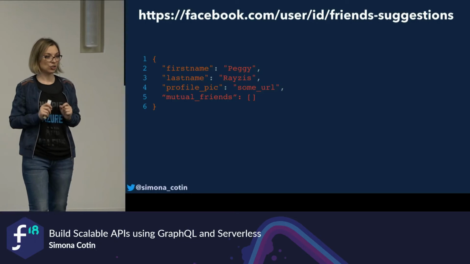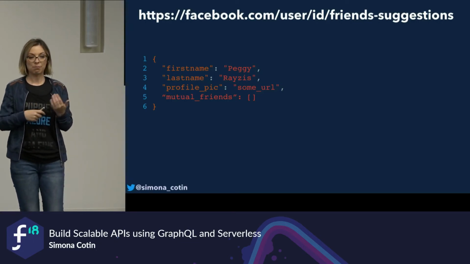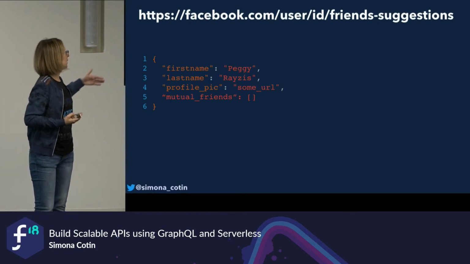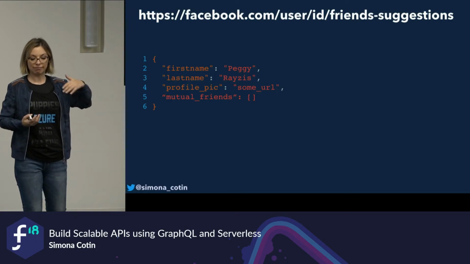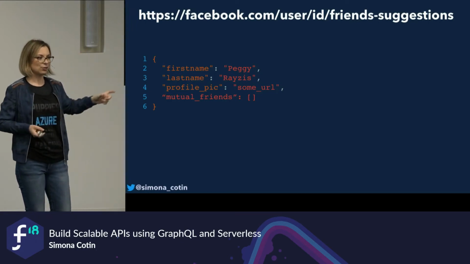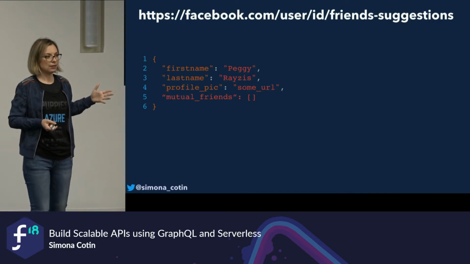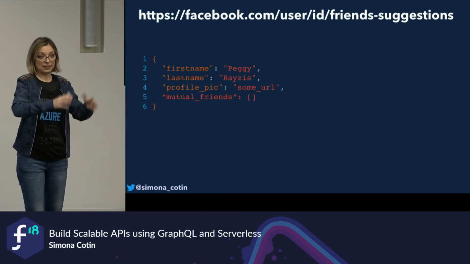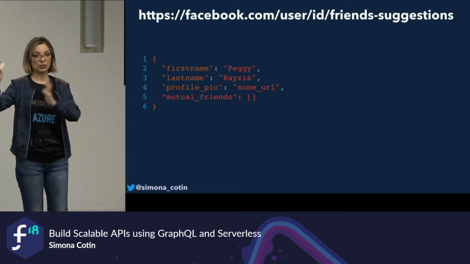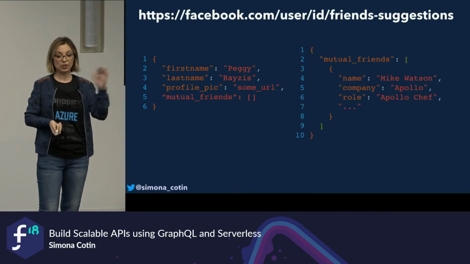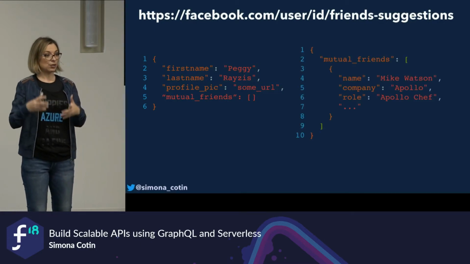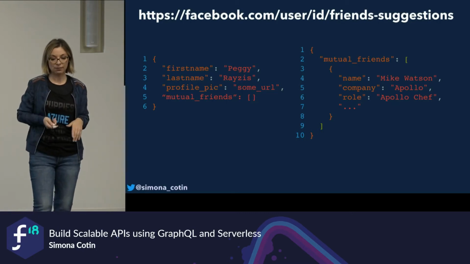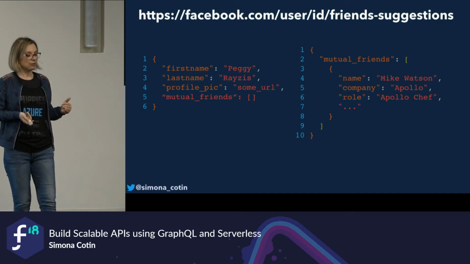What about friend suggestions? If we were to maybe get the list of the suggested friends, we would probably request this kind of data. My name, well, actually, the suggested friend's name, last name, profile picture, and then a list of mutual friends. And REST says that because that list of mutual friends is a link to a different resource, then we have to make a new request that retrieves those mutual friends and information for that mutual friends, like name, company, role.